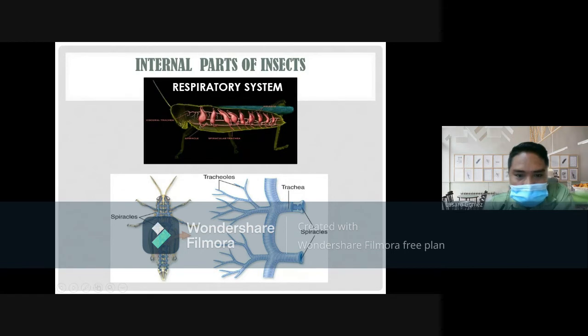So if you try to look at the insect body, mas daghan ang spiracles sa abdominal part of an insect. Kung naa man gani spiracle nga makita nato sa thoracic part of an insect or the insect's thorax, pero if you try to count, there are only four. 1, 2, 3, 4 small openings sa insects.